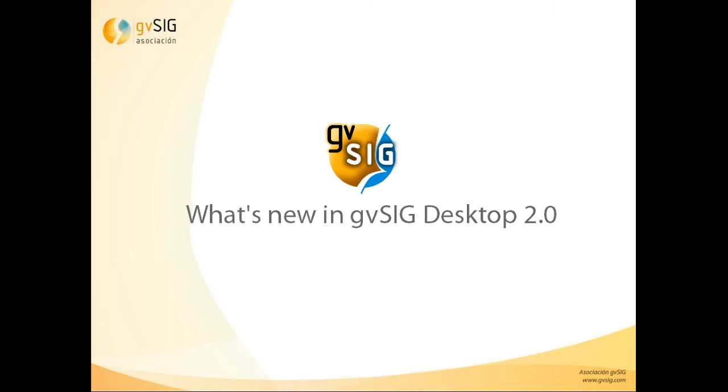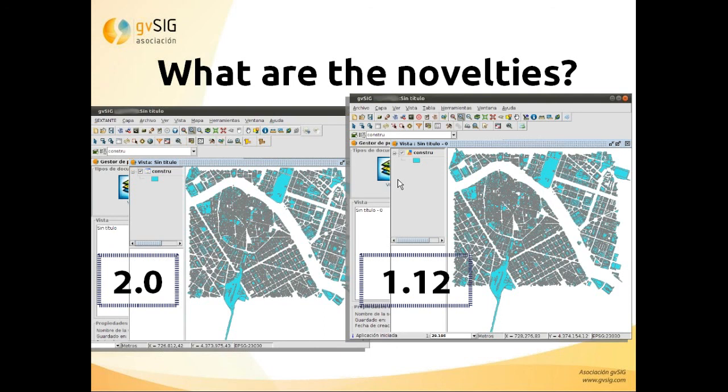What are the novelties in gvSIG? If you install the latest version of the gvSIG 1 branch, the 1.12 version, and gvSIG 2, you can see that there aren't a lot of main differences. Almost all the menus and the toolbars are the same, and also the views are similar. It's at the user level, but there are some differences.